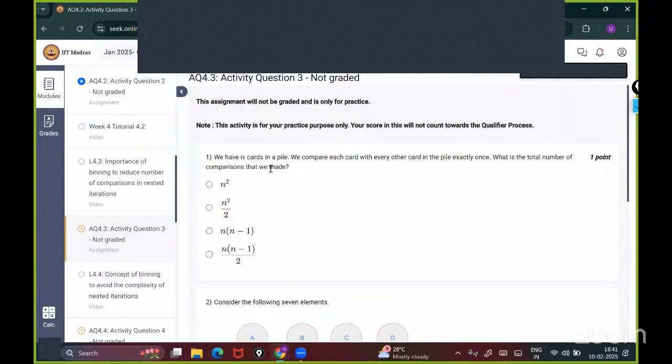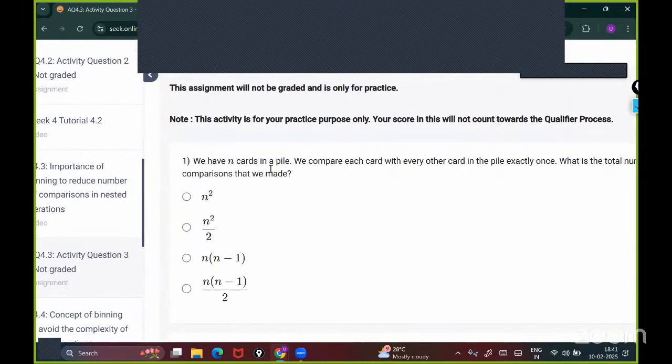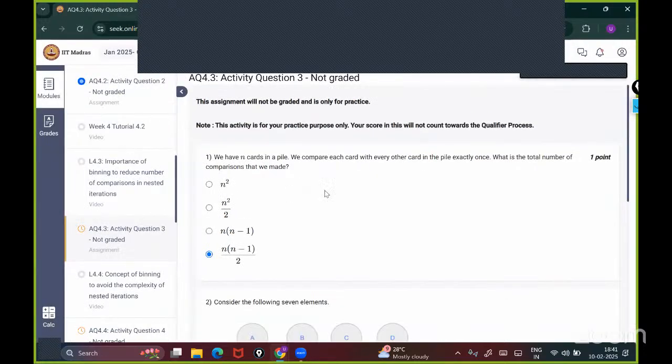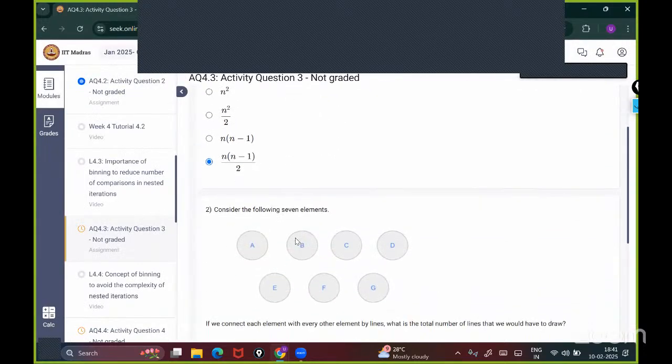Okay, so here they have mentioned that we have n cards in a pile and we compare each card with each other card in the pile exactly once. So what is the total number of comparisons we have made? What is the answer for this, people? Option D, because this is just a formula of mathematics. Exactly. It's n into n minus 1 by 2 will be the answer.